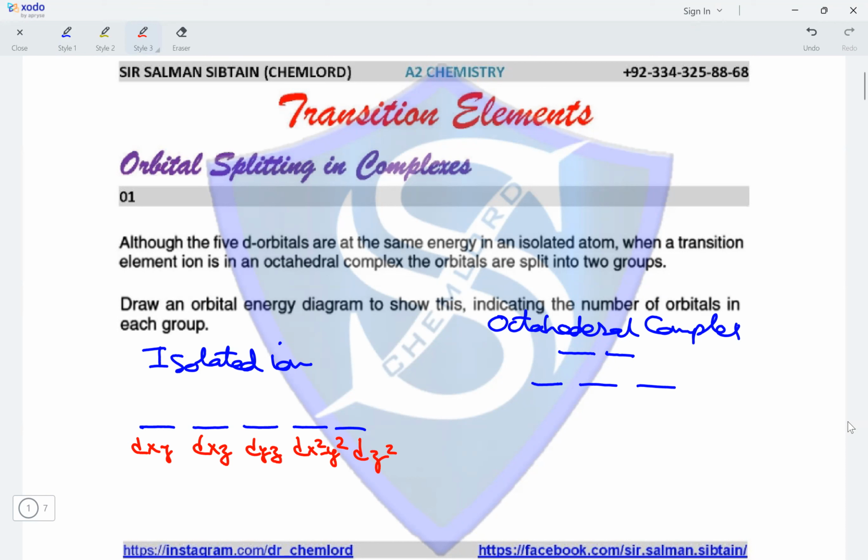In the octahedral complex, we've got dx square y square and dz square present in the higher set of d orbitals, and we have got dxy, dyz, and dxz present in the lower set of d orbitals. However, both of them are at a higher energy than in the isolated transition metal ion, with an energy gap between them labeled as delta E for the energy difference and O to represent the octahedral complex energy difference.